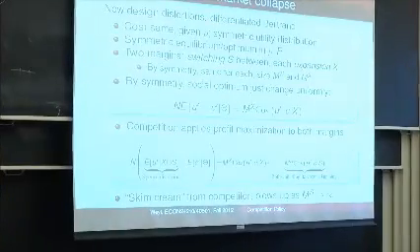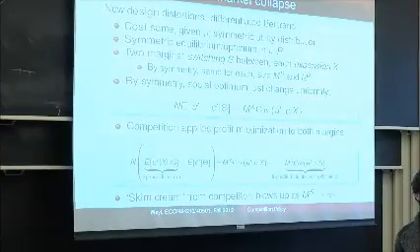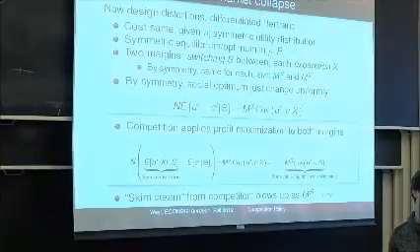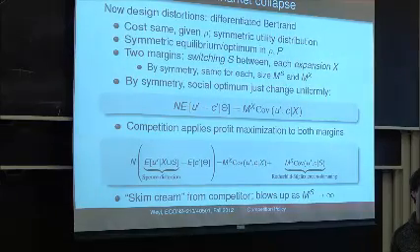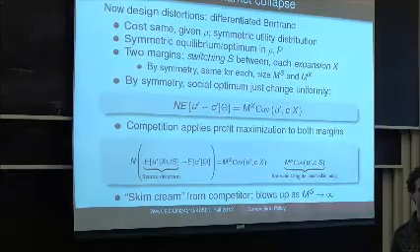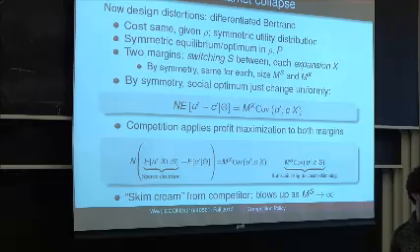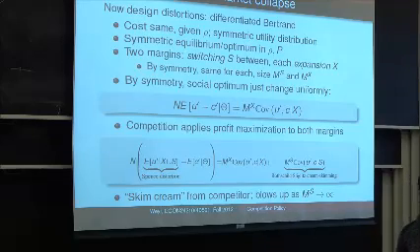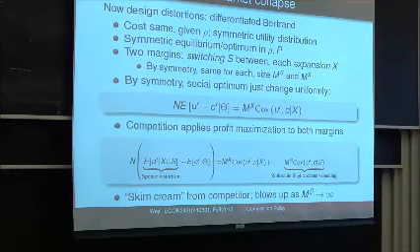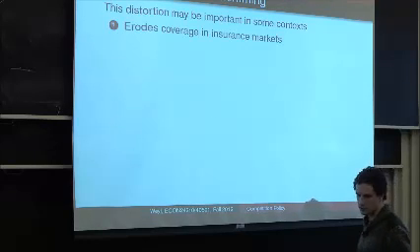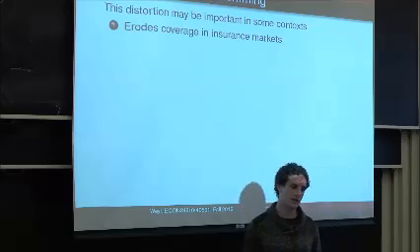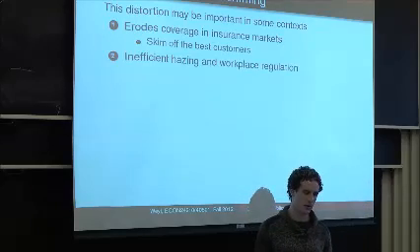So the idea is that I can, by offering a little bit lower price and a little bit lower insurance coverage, steal all the healthy patients from you and leave you with all the sick people, right? And that will lead the market to collapse. Okay. So I think this distortion can be pretty important in some contexts. So one thing it does is it erodes coverage in insurance markets.